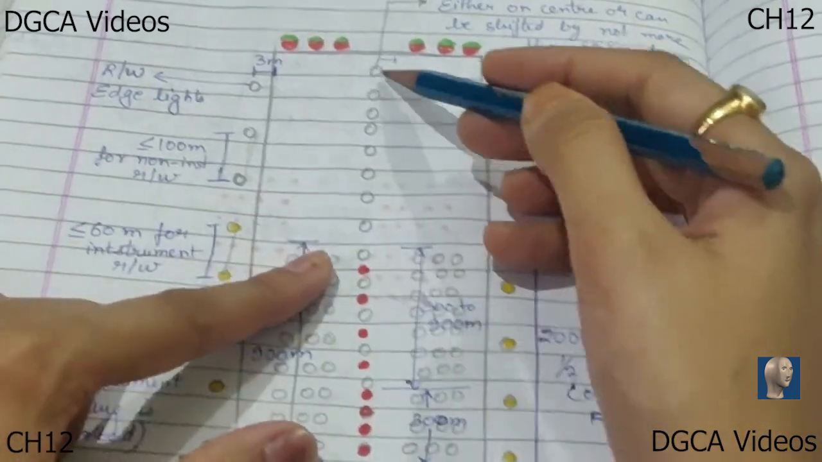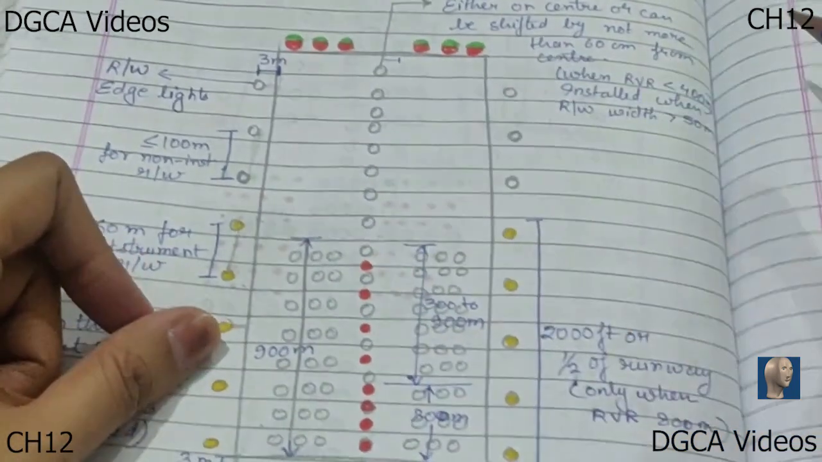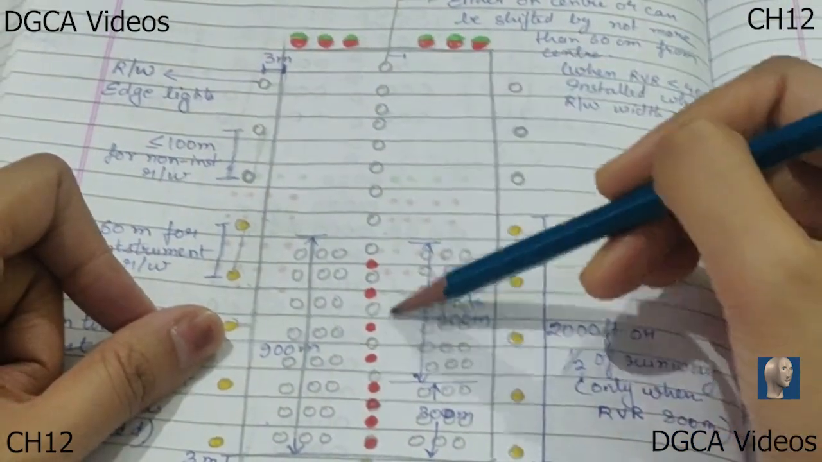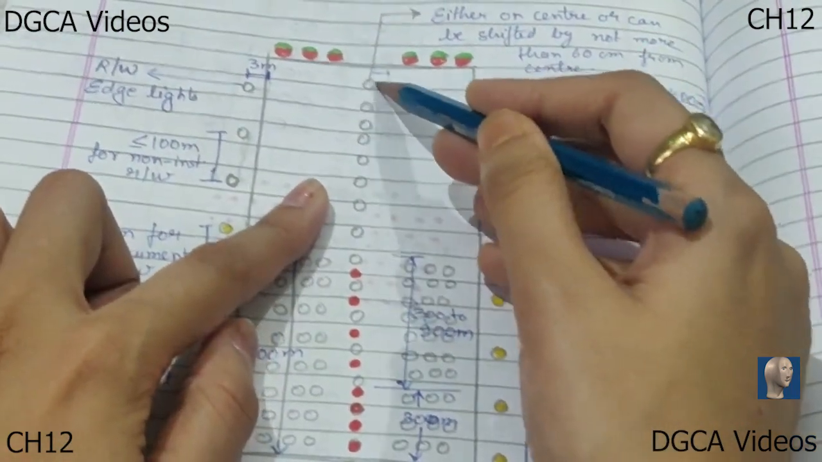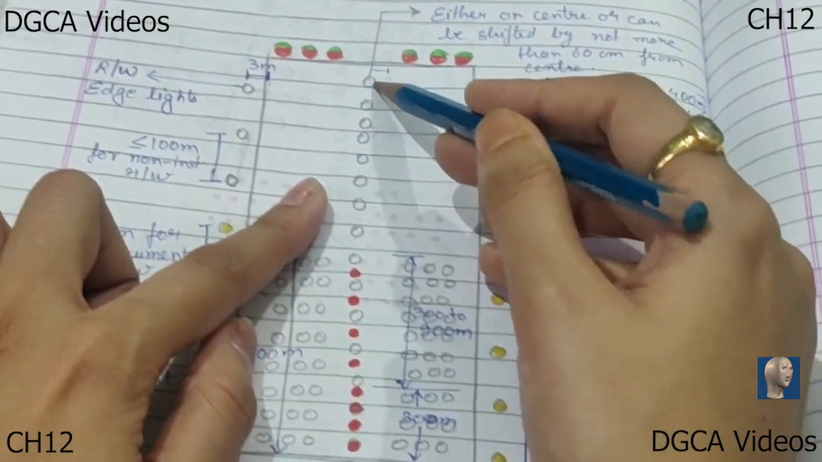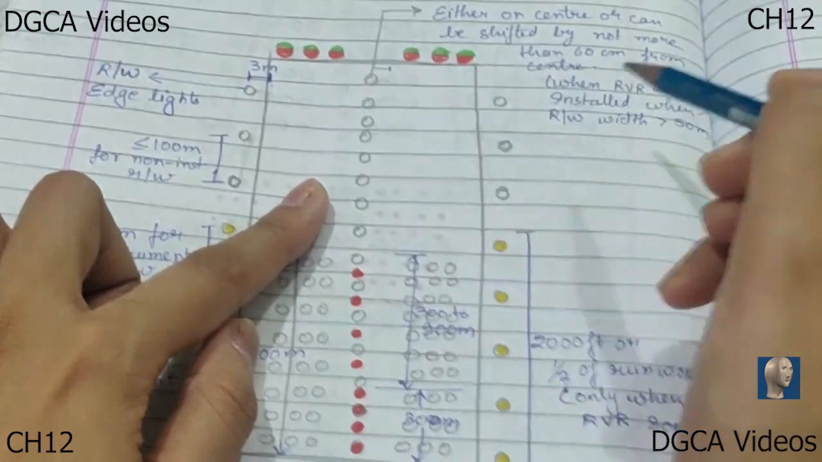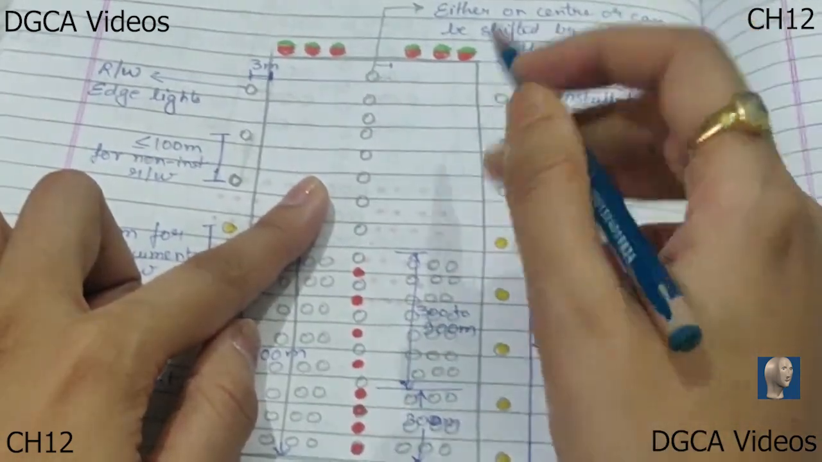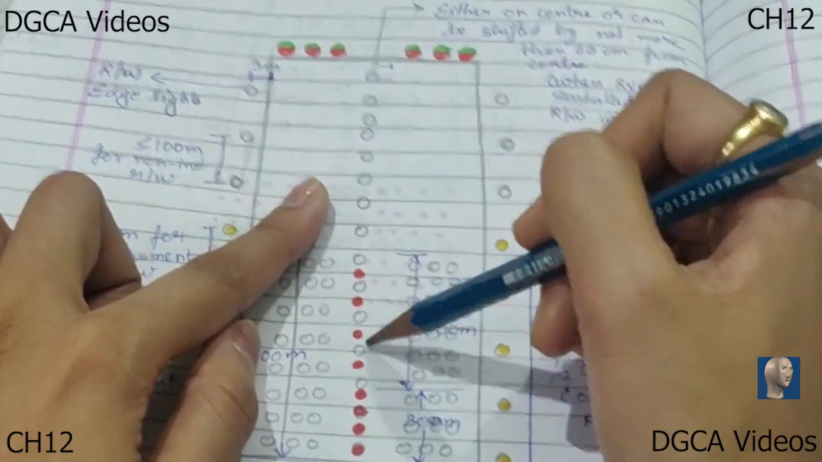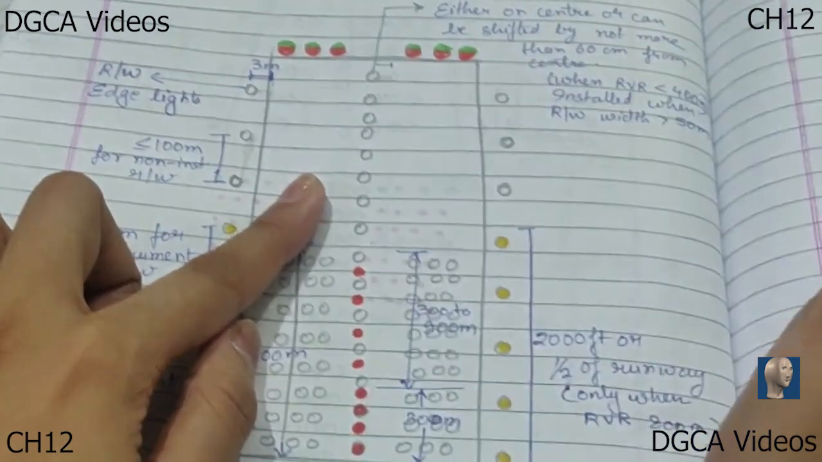Okay, then coming to the next lighting, which is the center line. So the center line are the white colored lines, so these lines are actually either on the center, or they can be shifted to any one of the side, either this side or that side, only by 60 centimeter if required. Otherwise, it should run from the center only.